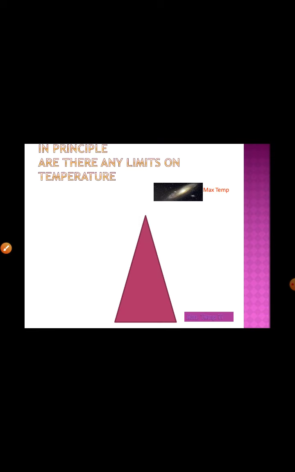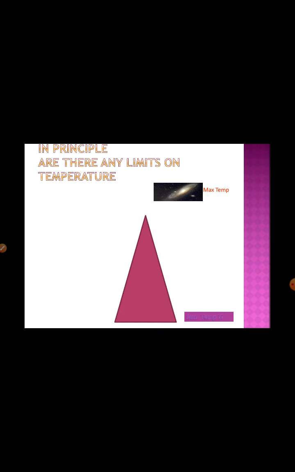And one more question. Here we have reached the minimum temperature, that means minus 273.15 degrees Celsius is the least temperature that we can reach. Modern experiments show that we still haven't reached that temperature. We are just nearby it, but still we haven't reached it. And the next question: is there any maximum temperature? Is there any limit on maximum temperature?